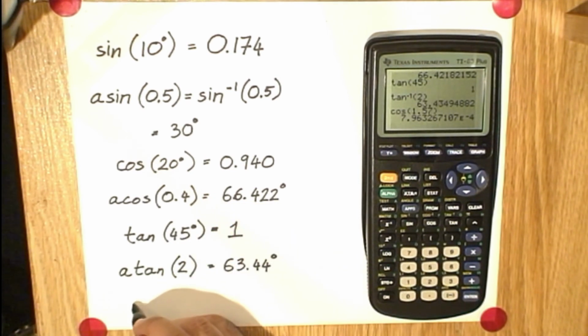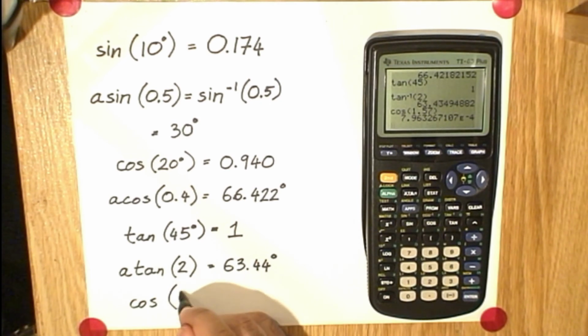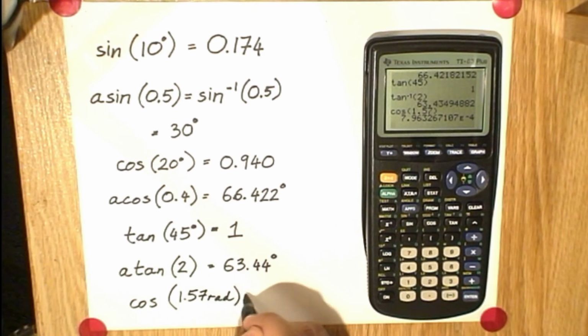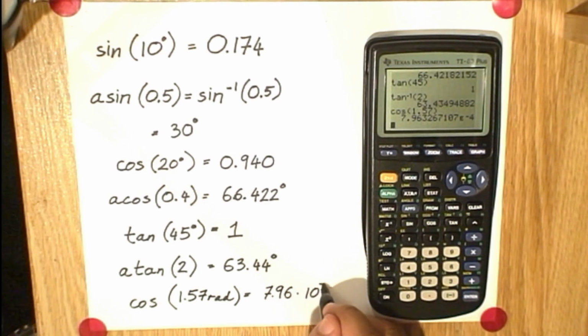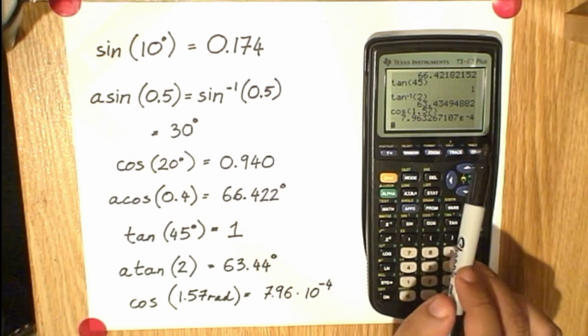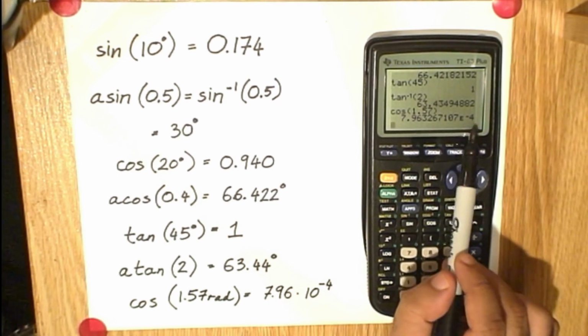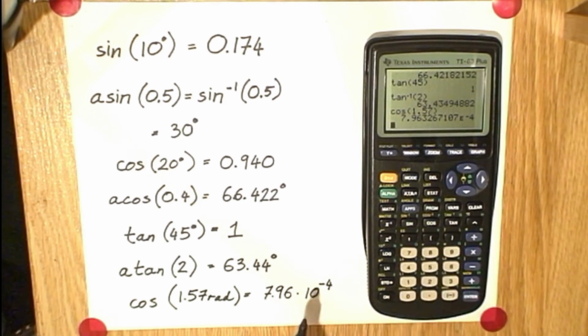So we would write it like this. The cosine of 1.57 radians equals 7.96 times 10 to the power of negative 4. So this term over here, e negative 4, is a shorthand for writing 10 to the power of negative 4. And this is how you would use your calculator to find the values of different trig ratios.